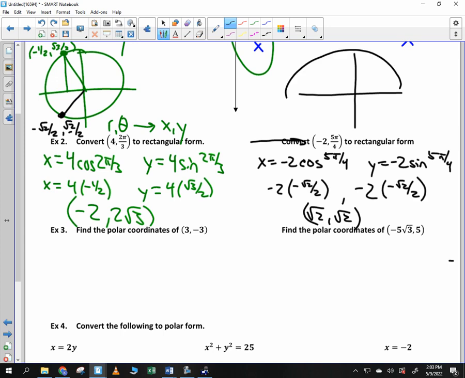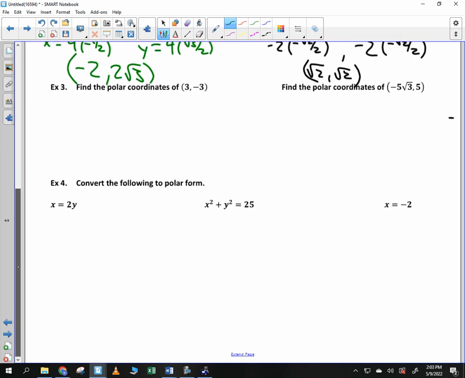5 pi over 4 rotates all the way over here. And if I go negative 2, instead of going this direction, I go 2 units in the opposite direction. So that does place me in the first quadrant. So there's all sorts of ways to check and verify to see if your answer is reasonable or not.